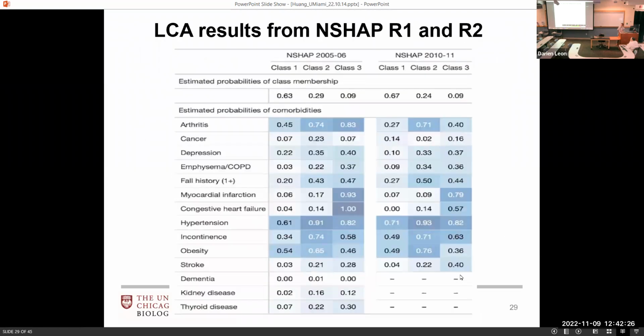So we repeated this analysis in the NSHAP 2010 to 11, and you're not meant to look at the numbers, but look at the colors. You'll notice that the pattern of colors is basically identical from the first wave and the second wave, which means that we refound the same 3 classes. And you'll notice that class 3, again, has this really high rate of cardiovascular disease. Class 2 tends to have a little more incontinence and other geriatric issues. They're more obese. And class 1 remains the healthiest. So we basically recapitulated this latent class analysis finding.